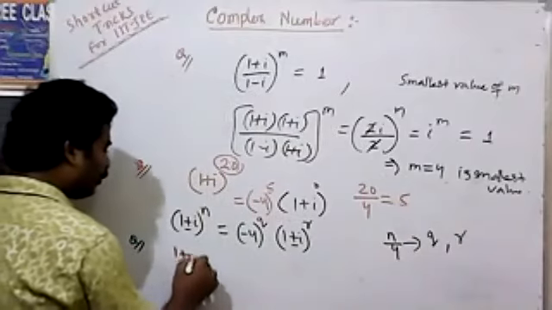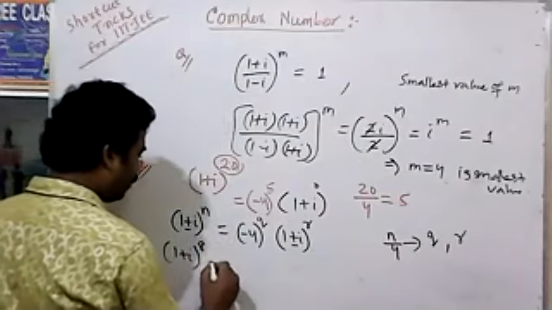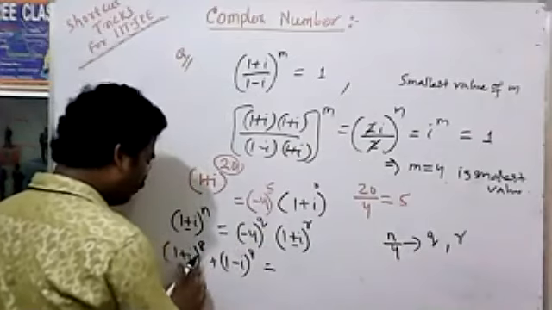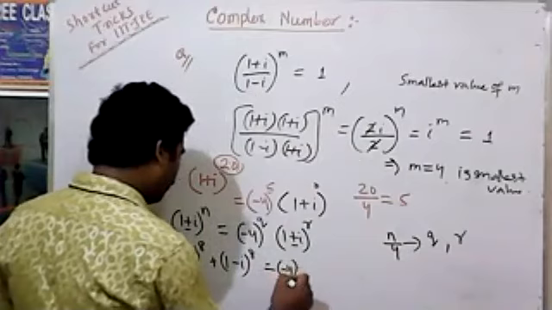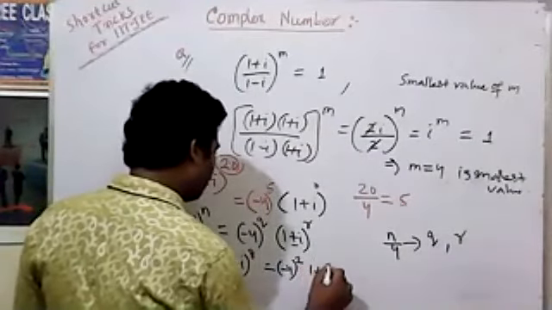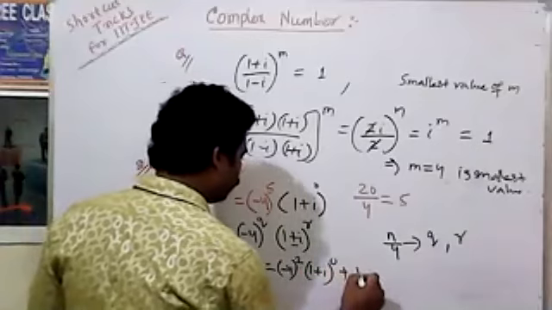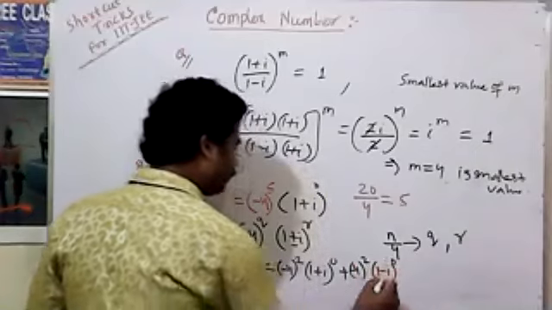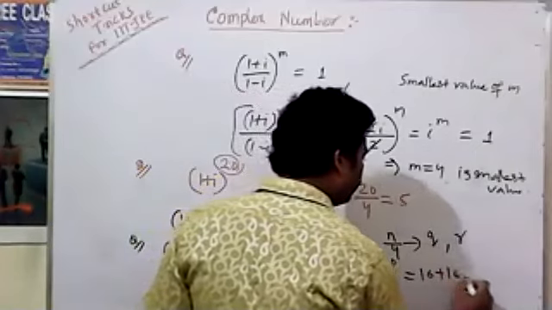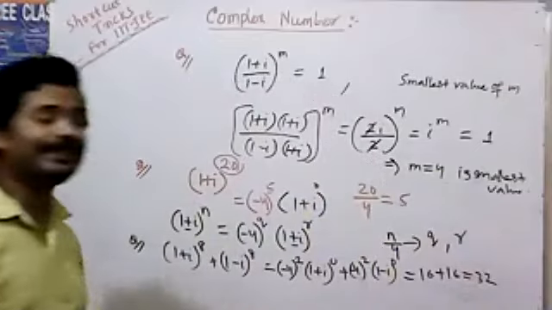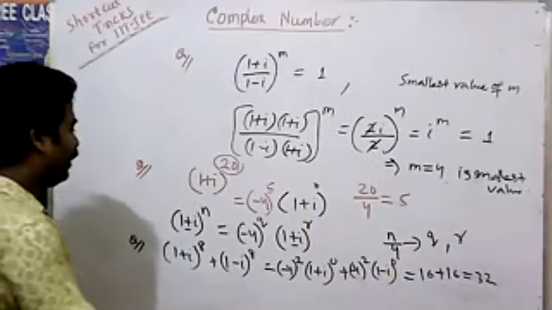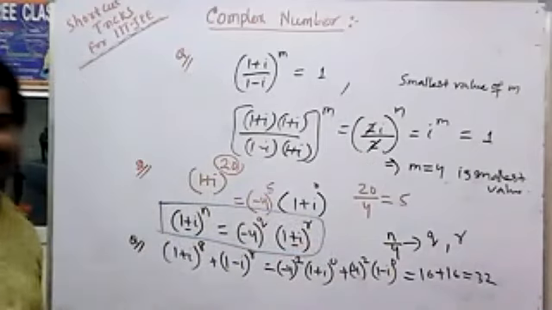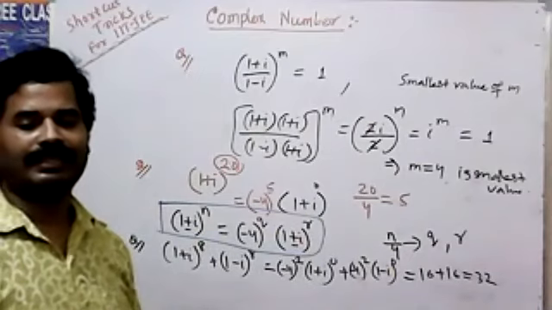Suppose the question is given: 1 plus i to the power 8 plus 1 minus i to the power 8. In that way the value comes minus 4 to the power 2 times 1 plus i to the power 0, plus minus 4 to the power 2 times 1 minus i to the power 0. That is 16 plus 16, which is equal to 32. This is a very easy trick. You can do it very easily using this trick. This is the shortest trick.